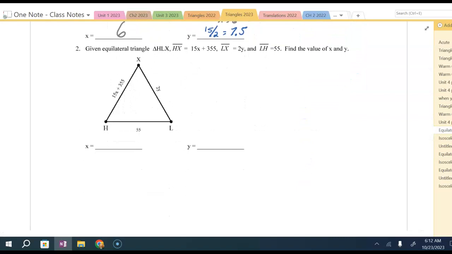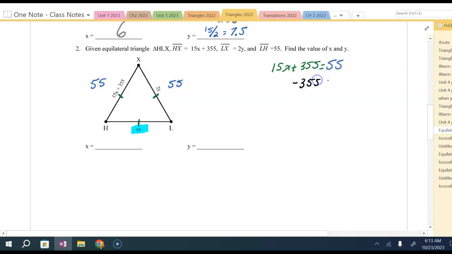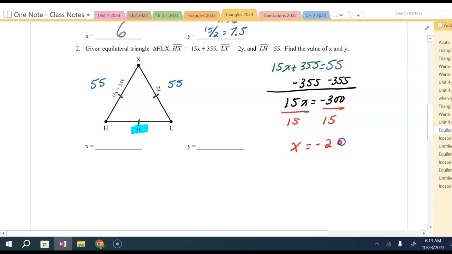If we look at problem number 2, because this is an equilateral triangle, all the sides are the same. So to solve for x, I would say 15x plus 355 is equal to 55, because all sides are 55. If we subtract 355 from both sides, we'll get 15x is negative 300. Divide by 15, and please use a calculator. When you do this, x is equal to negative 20.